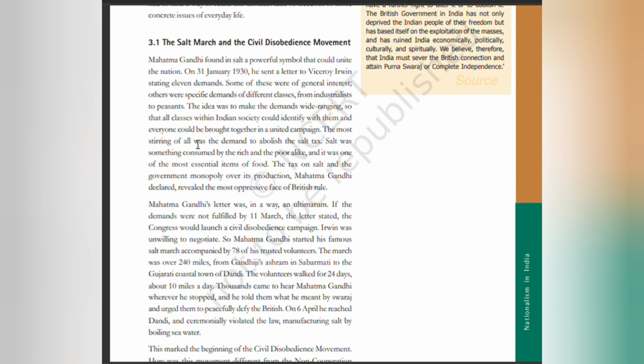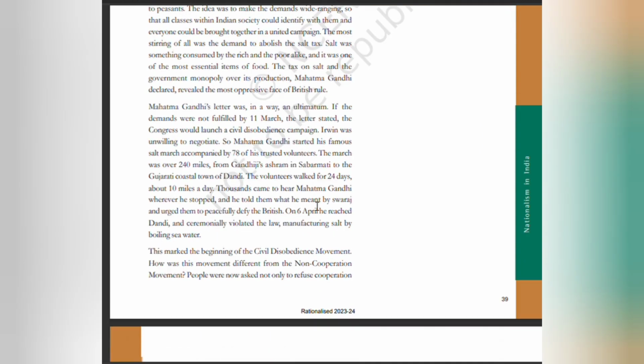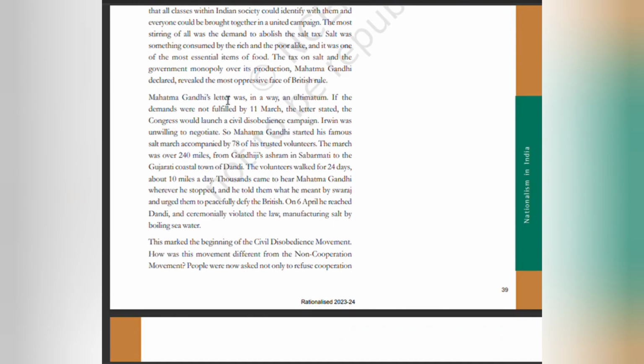The most stirring of all was the demand to abolish the salt tax. Salt was something consumed by the rich and the poor alike, and it was one of the most essential items of food. The tax on salt and the government monopoly over its production, Mahatma Gandhi declared, revealed the most oppressive face of British rule. Mahatma Gandhi's letter was in a way an ultimatum. If the demands were not fulfilled by 11 March, the letter stated, the Congress would launch a civil disobedience campaign.